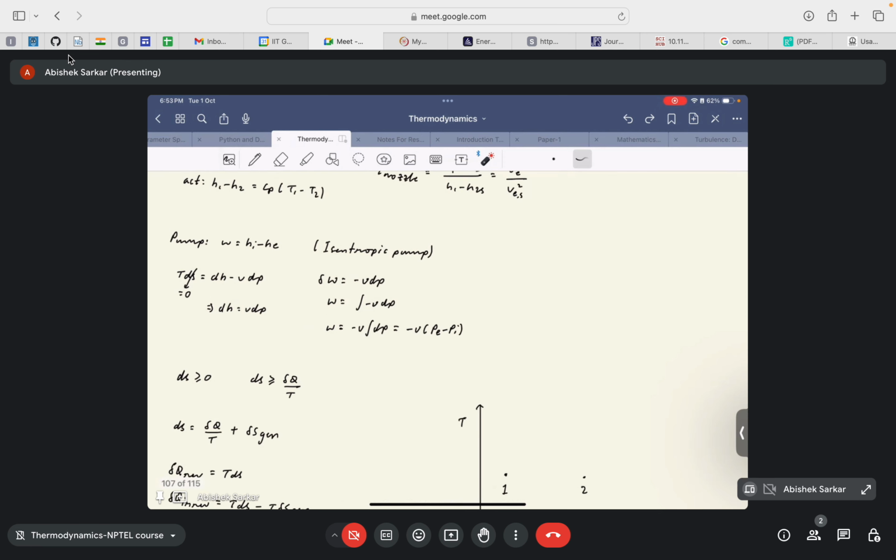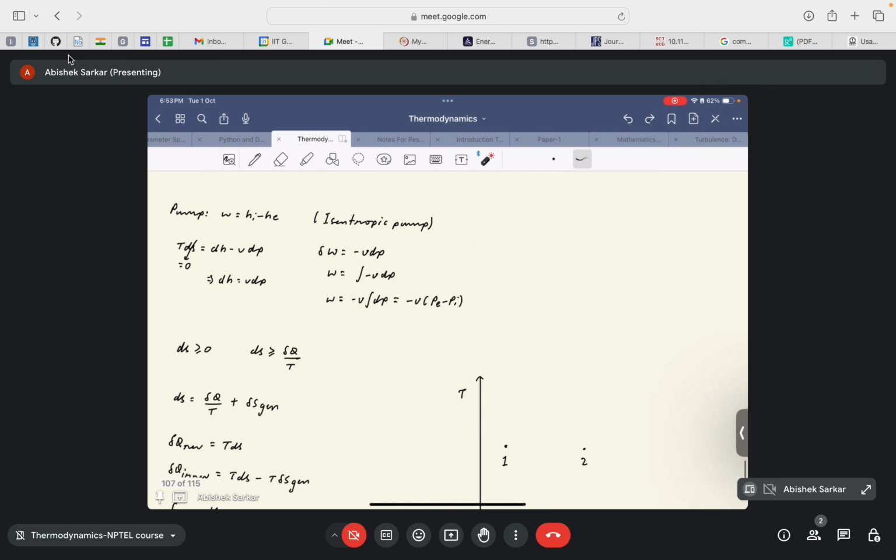So here I will skip this part. This is just a representation of the work achieved in the case of a pump, and we can also compare, but this was not done in the class, so I am skipping it. But it is good to go through it once, just an analysis of the work done by a pump. The work done by a pump can also be given by W equal to Hi minus He, the net change in the enthalpy.